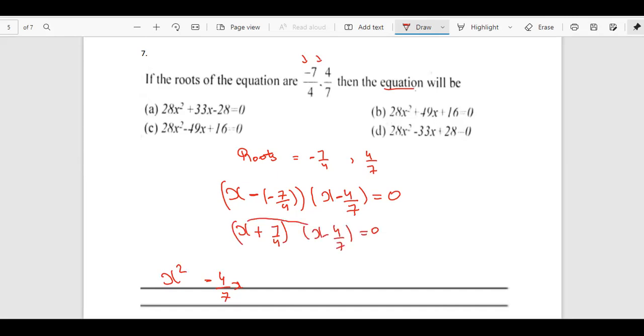Okay, x into x is x squared, x into minus 4 by 7 is minus 4 by 7x, then we will have 7 by 4x and then minus 7 by 4 into 4 by 7. Clearly 4 and 4, 7 and 7 would be cancelled. So I will get 1 and all this is equal to 0. Okay. Now if I look at my choices, I am far away. One thing is very obvious, that I have 28 here in every option. So it looks like I will be multiplying my equation with 28.